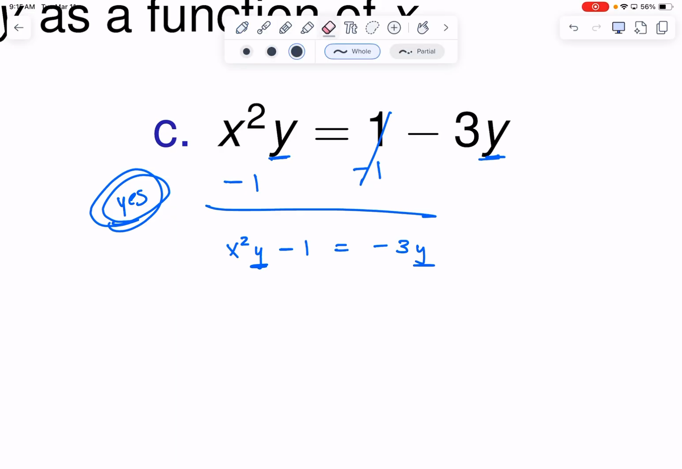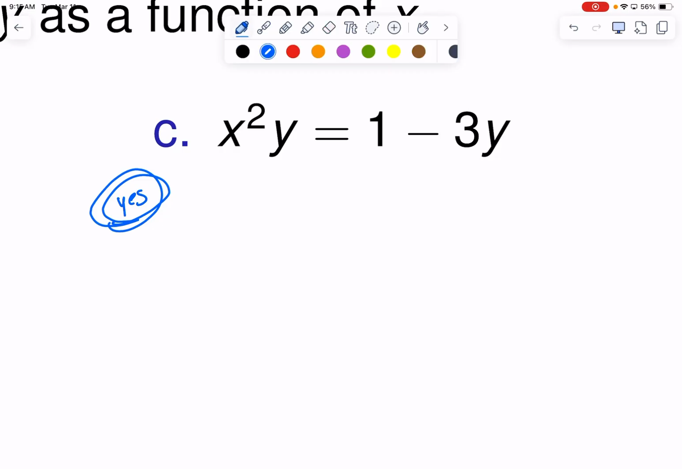Okay, so I'm not going to do that. I'd get the y's to one side. So the easiest thing to do would just be to add the what? Let's add the 3y. That makes the most sense. Now, I do like what you guys were saying. You know you've got to move terms, and we always move terms by adding and subtracting. That's the 8th grade algebra. Okay? So we get x squared y plus 3y is equal to 1.